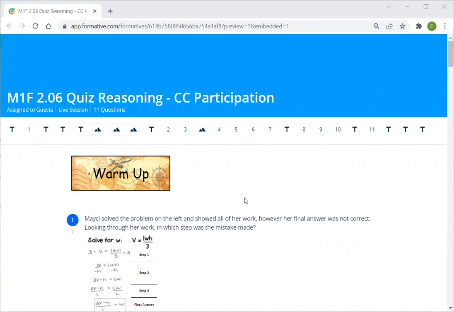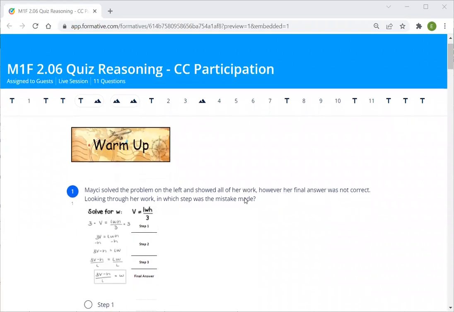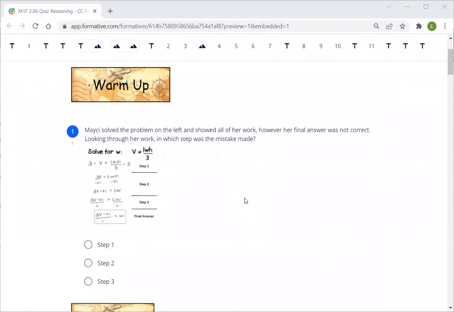Today we're going to be working on 2.6 quiz reasoning. So this 2.6 is associated with the 2.06 OHS quiz, and it's all about reasoning. So can we explain the reasons for what we're doing when we're solving? That is essentially what we are going to be doing today, which we've already done before.